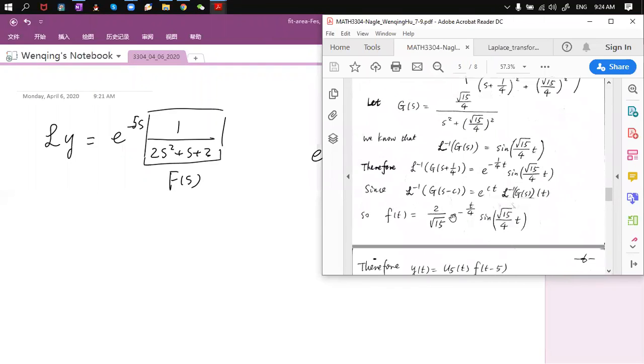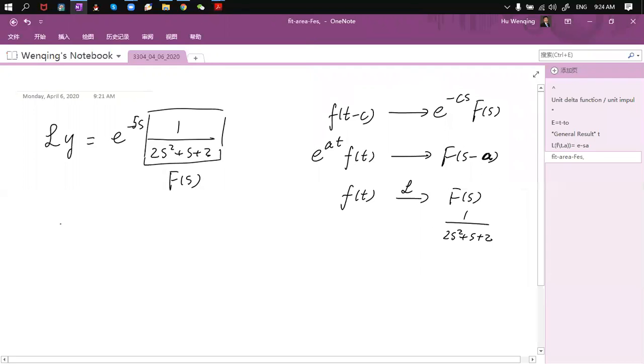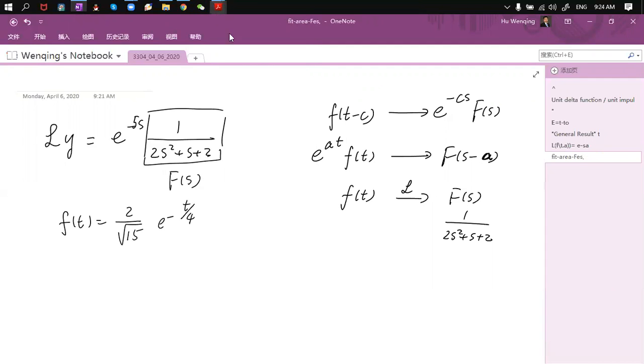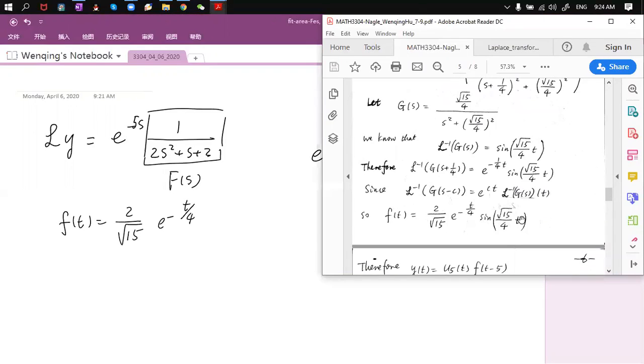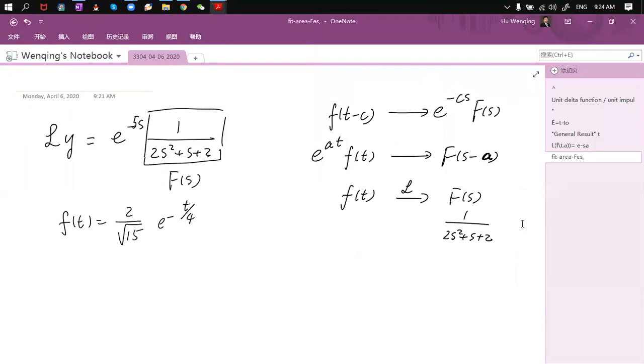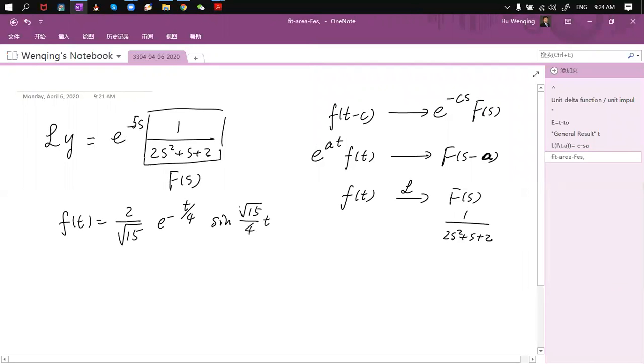it is equal to this function, right? That's 2 over square root of 15, e to the power minus t over 4, multiplied by sine of square root of 15 over 4 times t. You have this.